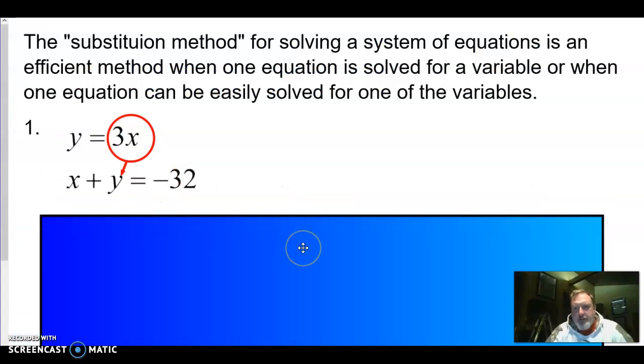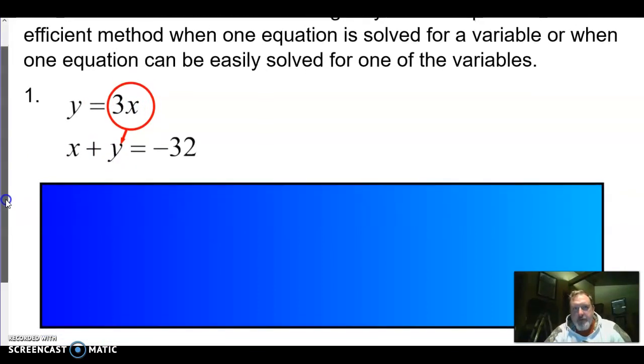All right, so page 2 tells us that the substitution method is used for solving a system as an efficient method when one equation is already solved for a variable, or when one equation can be easily solved for a variable. So if you look at this first one here, y equals 3x, this is already solved for y. We know that y equals 3x, and because we know that, we can plug this 3x into the other equation. So that's our substitution piece, if you will.